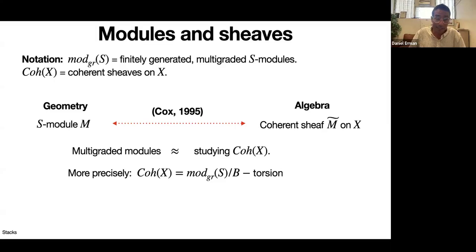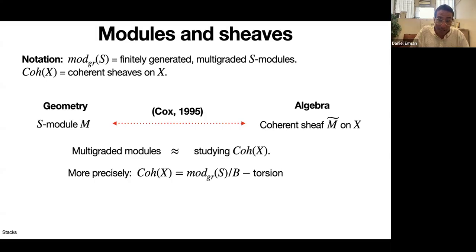And Cox's dictionary allows for a very similar picture. So if I look at finitely generated multigraded S-modules, those induce coherent sheaves on the corresponding toric variety. And I have it as a two-way arrow because, in fact, every coherent sheaf arises in that way. And so the two sides are very closely related. Studying multigraded algebra or multigraded modules is very closely related to studying coherent sheaves on the toric variety.